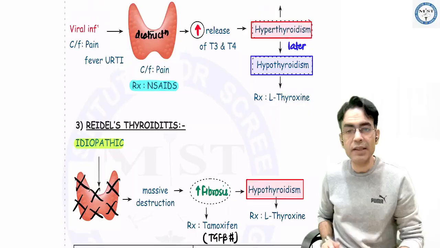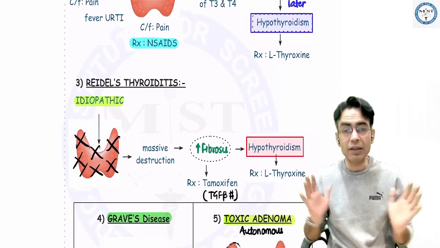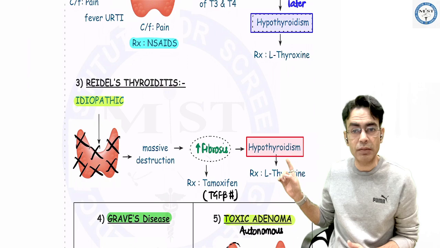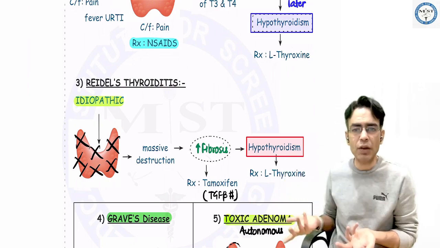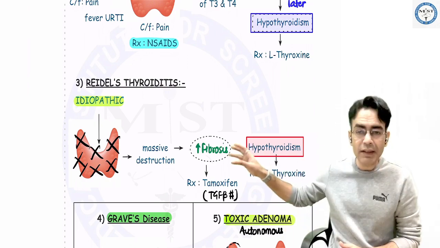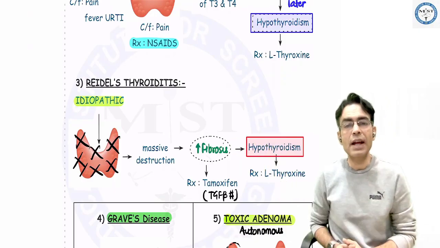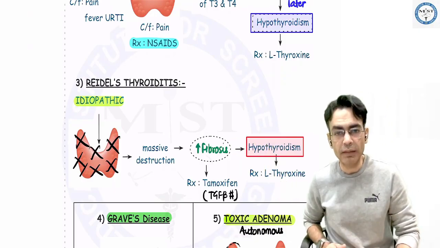Riedel's thyroiditis, it's idiopathic, we don't know, but there's a massive destruction happening in the thyroid gland. And the patient eventually goes into hypothyroidism. And we know the treatment of hypothyroidism is L-thyroxine. But because there is a massive destruction happening in the thyroid gland, it leads to a lot of fibrosis, and you can give tamoxifen.